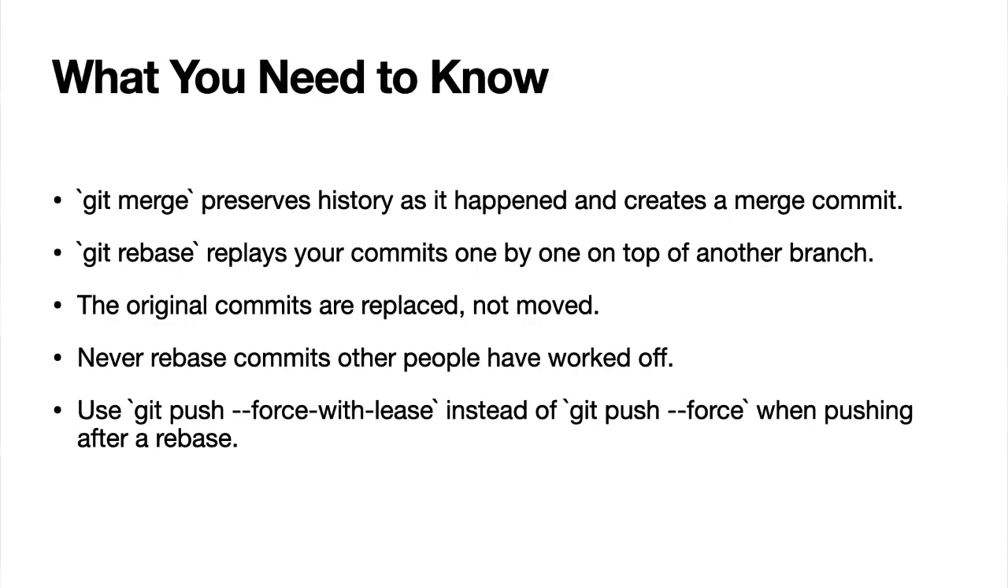As a brief recap, Git merge preserves history as it happens and creates merge commits. Git rebase replays your commits one by one on top of another branch. The original commits are replaced and not moved. Never rebase commits other people have worked off of. Use git push --force-with-lease instead of git push --force when pushing after a rebase.